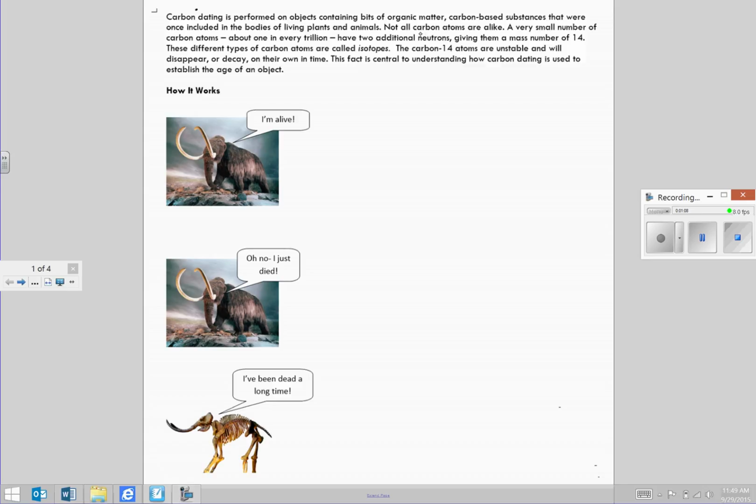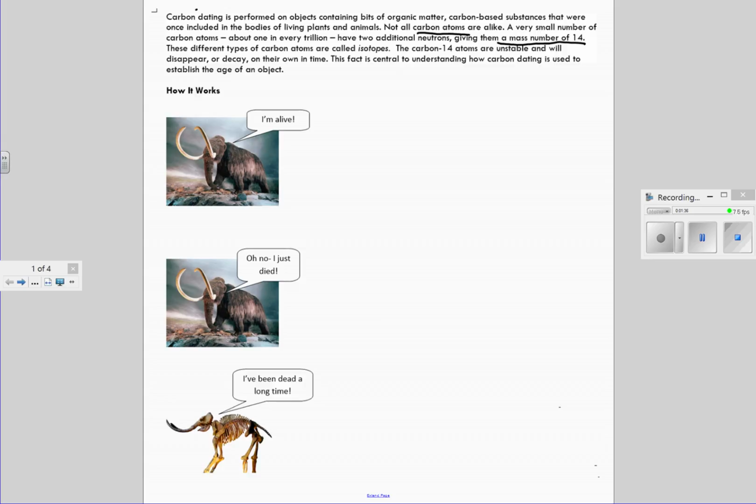Not all carbon atoms are alike. A very small number of carbon atoms, about 1 in every trillion, have 2 additional neutrons, giving them a mass number of 14. So these ideas should be a little bit of review. These different types of carbon atoms are called isotopes. The carbon-14 atoms are unstable and will decay on their own in time. This fact is central to understanding how carbon dating is used to establish the age of an object.